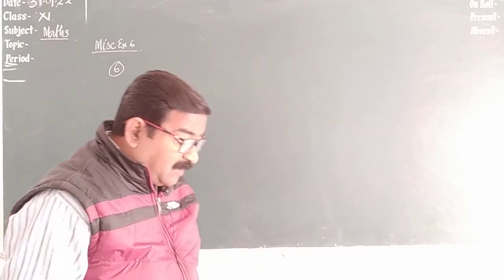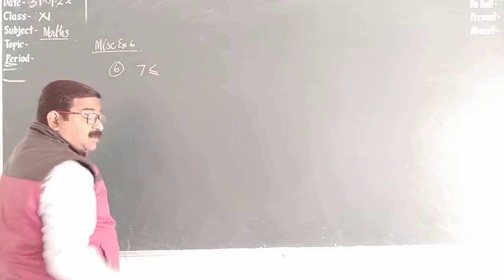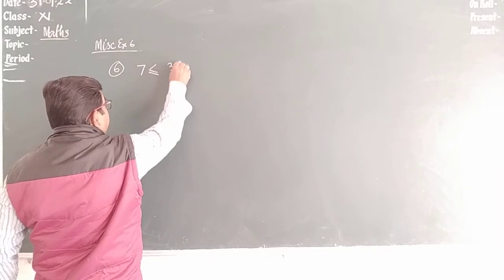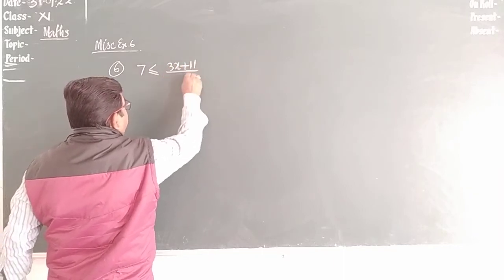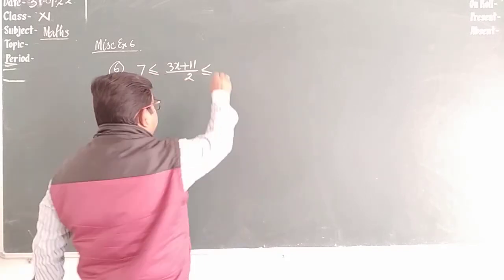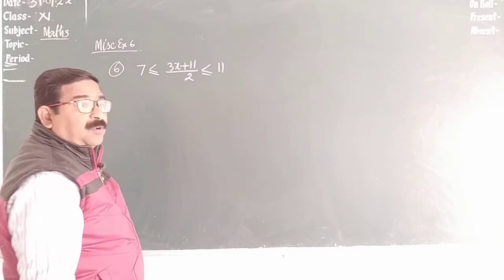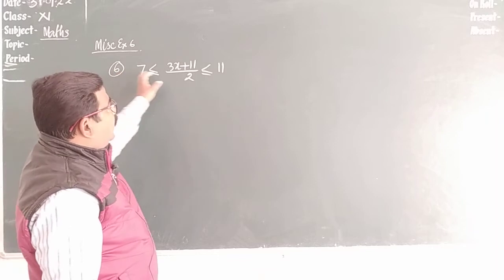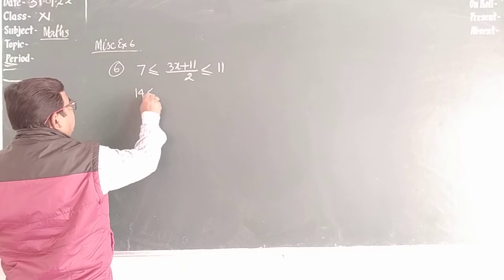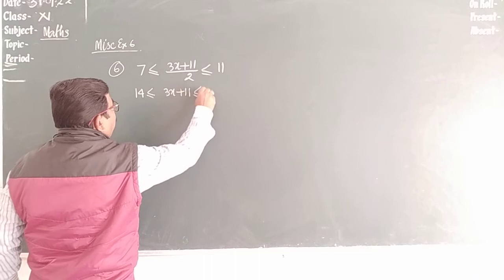Given 7 is less than or equal to (3x plus 11) upon 2, is less than or equal to 11. First of all, remove this 2 from here. So what to do? Multiply by 2 in all terms. So we have 14 is less than or equal to 3x plus 11 is less than or equal to 22.